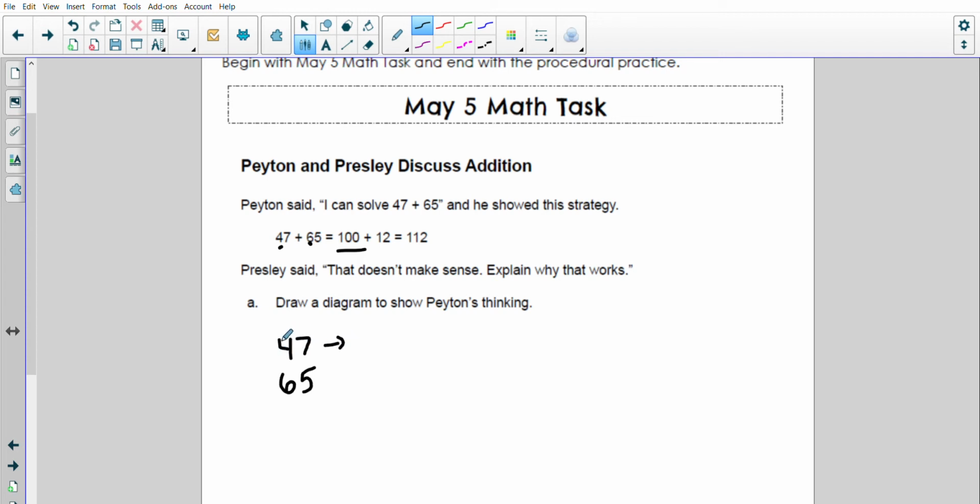I know I have 47 is the same thing as 40 plus 7. And then 65 is the same thing as 60 plus 5. Again, making sure you're lining up your tens and your hundreds. All right. So 7 plus 5. So I have 7, 8, 9, 10, 11, 12.